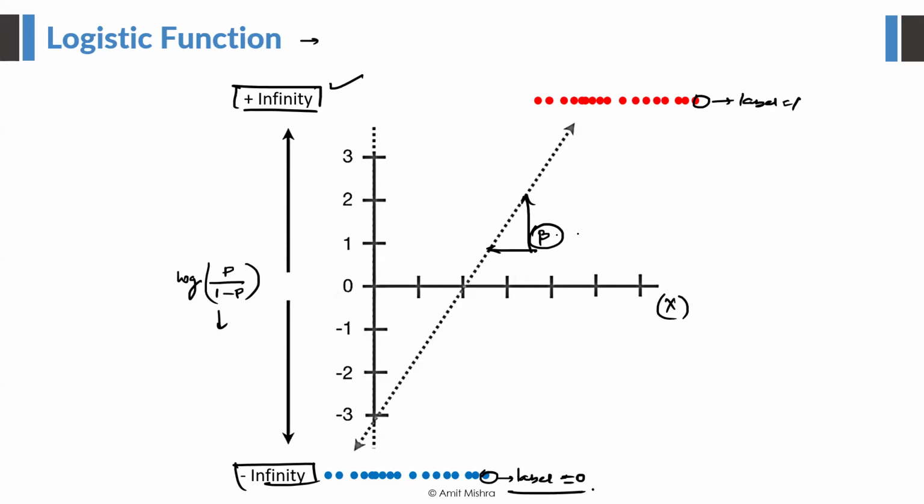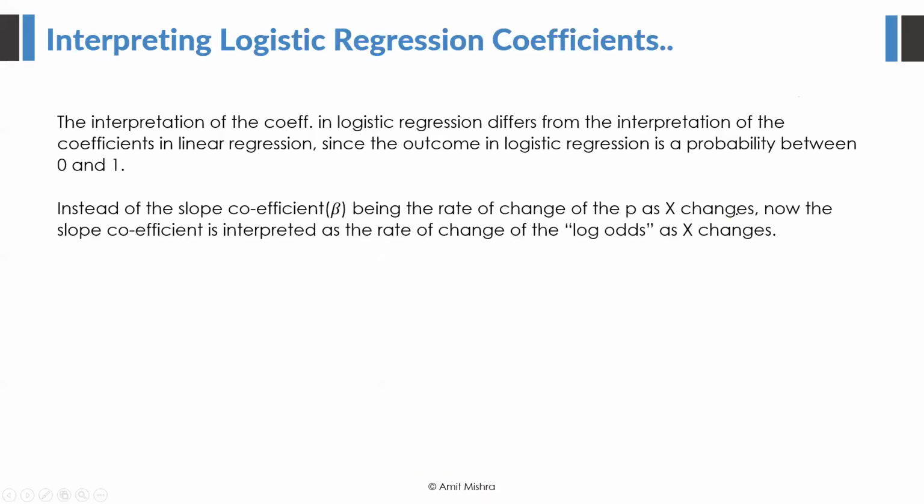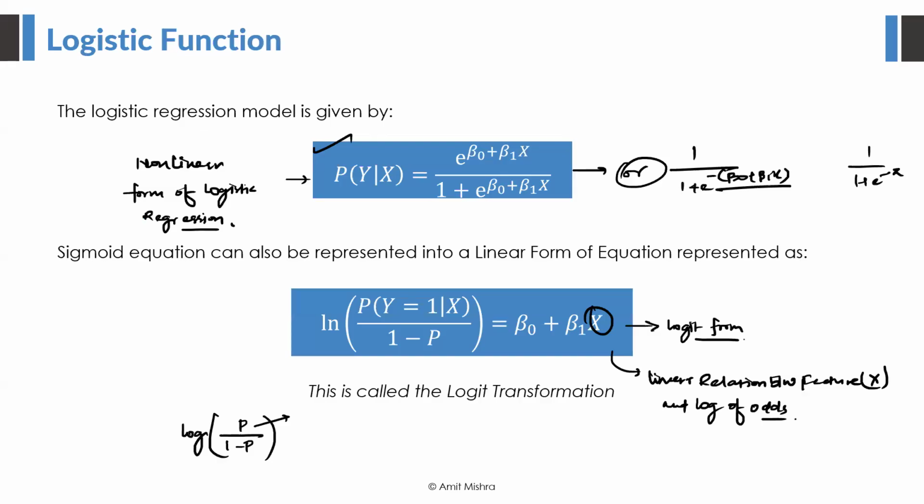This is your beta value. This beta is your rate of change. So as your x value changes, the log of odds will change at the same rate. This decides at what rate your log of odds will be changing. That's how it is decided. Okay, so there are two forms: one is a linear form, the other one is a non-linear form.